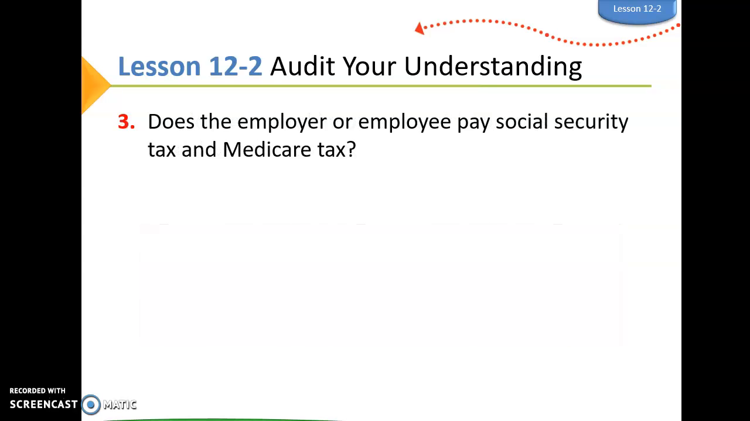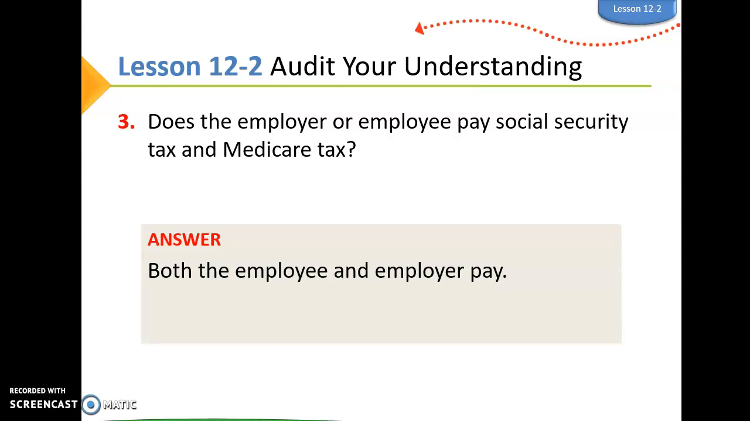Does the employer or employee pay Social Security tax and Medicare tax? Both. Remember what I said, it's matching. So if I pay $85, my employer pays $85. So both.